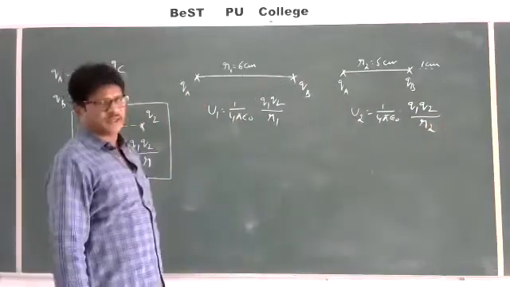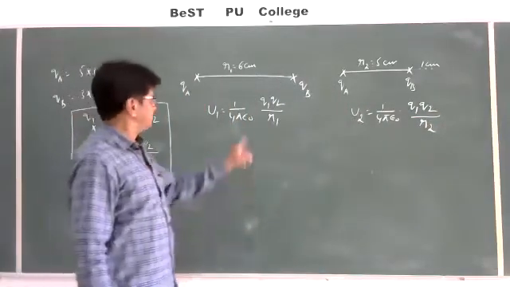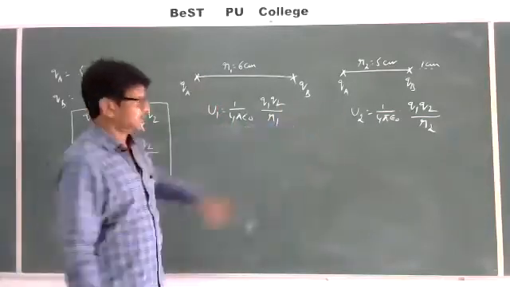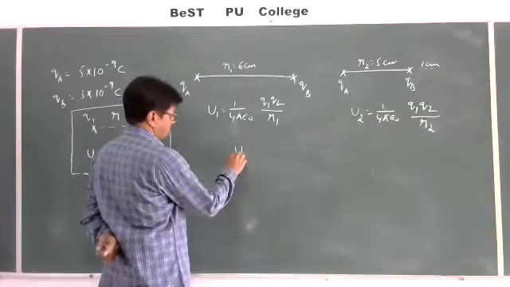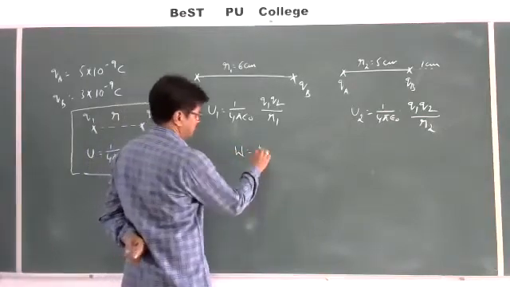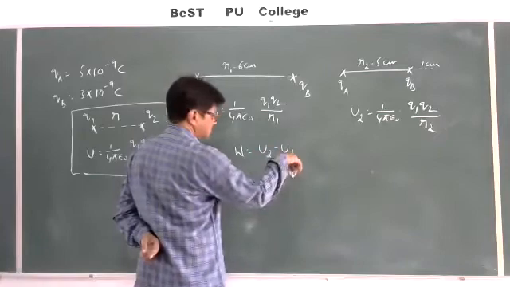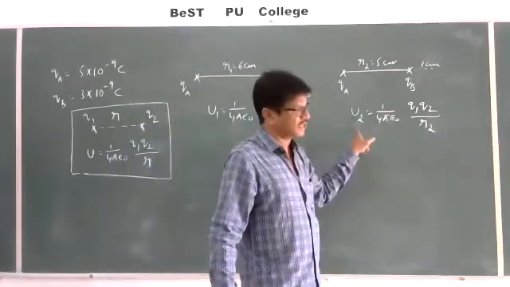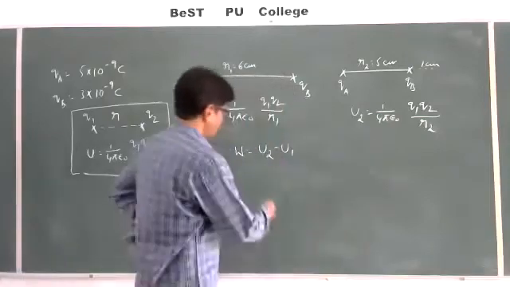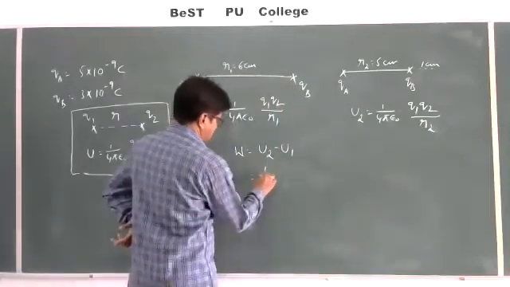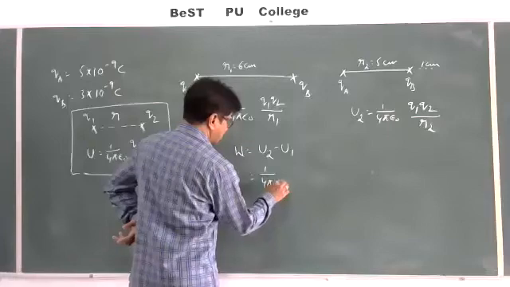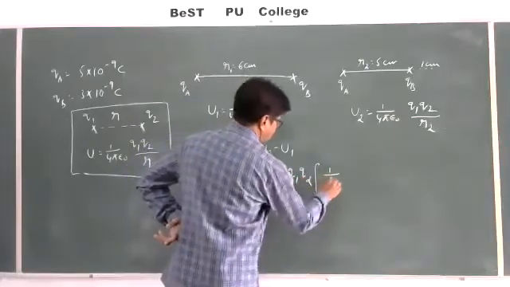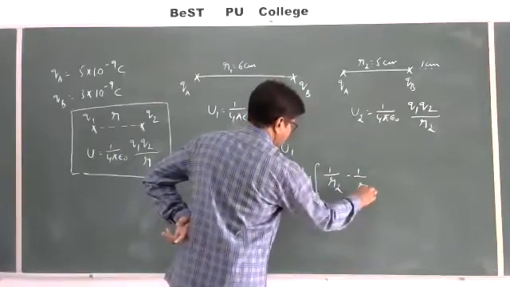That difference will give the amount of work done. Then what is the formula to find the work done? Work done is equal to U2 minus U1, because here the distance is less, so its energy will be more. That is 1 by 4 pi epsilon naught Q1 Q2 times (1 by R2 minus 1 by R1).